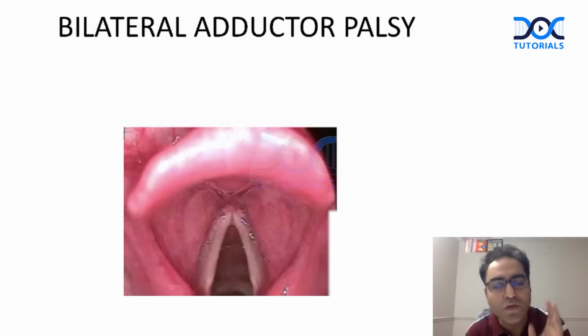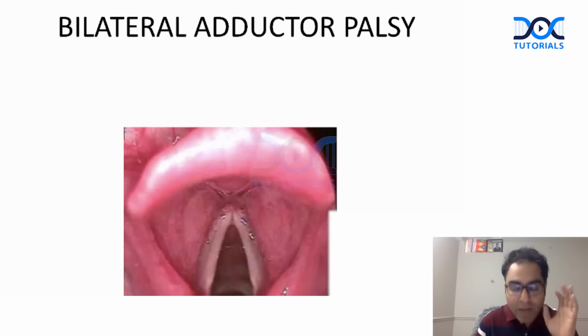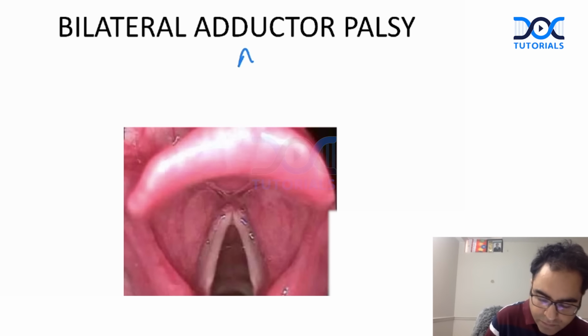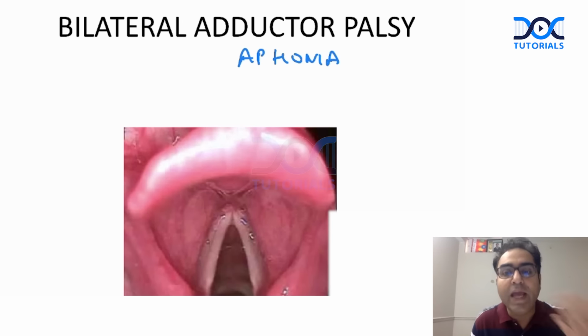And if you remember the famous rule, we breathe with open vocal cords and we speak with closed vocal cords. This patient has permanently open vocal cords. So breathing is not a problem, but the main complaint will be aphonia, loss of voice. The patient cannot speak normally. There will be air leak.